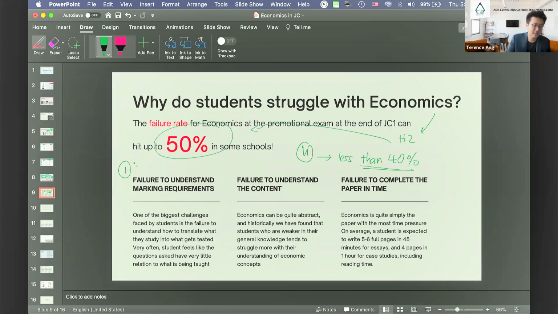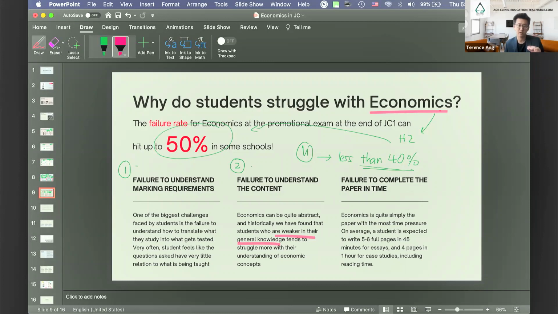Number 2, the failure to understand the content. So econs can be quite abstract. And what we have found historically is that students that lack general knowledge, students who are not that well read, are not so in the know of current affairs, tend to struggle more significantly with econs. Now, the truth is, econs can be easy for some students, and it is easy for those who are not necessarily super well read. It's not about how many books you read, but about the awareness of news and current affairs, because econs touches on a lot of real life stuff.